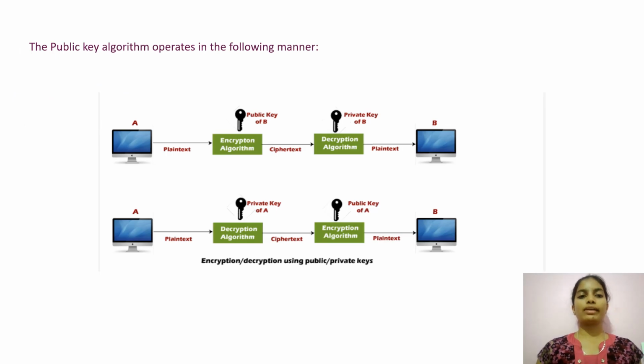The public key algorithm operates in the following manner. First, the plain text is converted to the ciphertext using the encryption algorithm, which uses the public key. Then the decryption algorithm, which uses the private key, recovers the same plain text. Likewise, the plain text can be processed with the private key and the ciphertext with the public key, and the plain text is obtained.